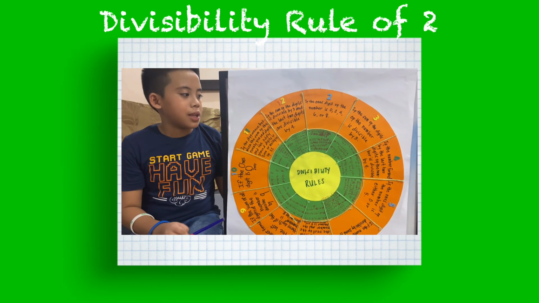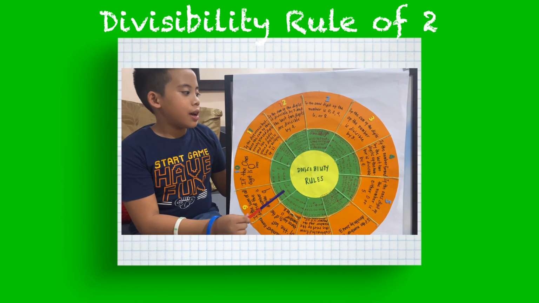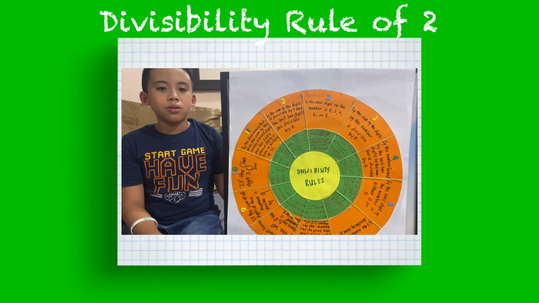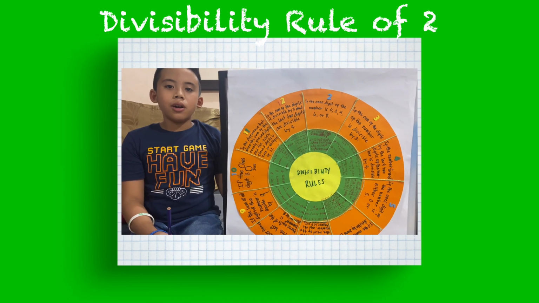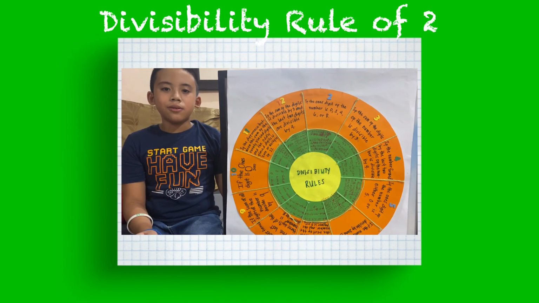And the last but not the least example is 458. The last digit is 8 and 8 is divisible by 2. Therefore, 458 is divisible by 2.